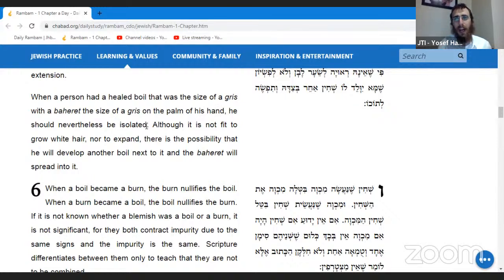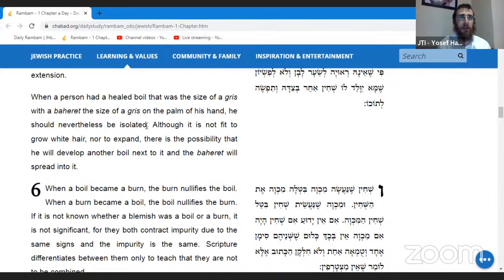White hairs won't grow there, because we've learned that white hairs on the palm of a hand are not a sign of impurity. And it can't spread either, because we said that it can't spread from a burn to outside of a burn or a boil to outside of a boil. So that white spot has no way to expand. So there's no reason for him to quarantine.